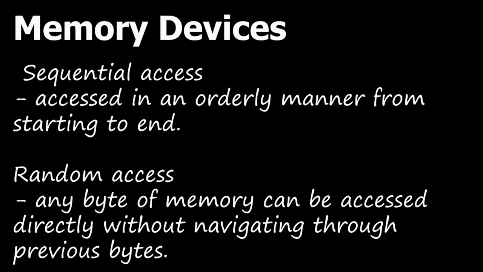Random access means any byte of the memory can be accessed directly without considering the previous one. If I am correcting papers, first paper first, second paper second, and so on, that is sequential access. And if everyone has submitted their paper here and I randomly take number 35 out and correct it, that is random access. Did you understand the difference between sequential access and random access?